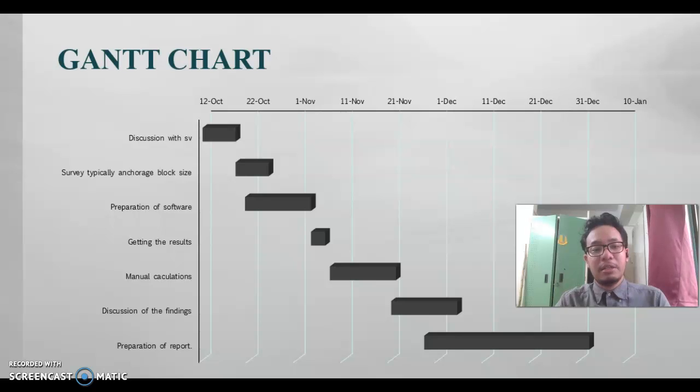The Gantt chart for next semester, FYP2, is: discussion with supervisor about 7 days, then survey the typical anchorage block also about 7 days, preparation of software, either crack version or trial version, then getting the result from the software, manual calculation, design, discussion of the findings, and preparation for the report.